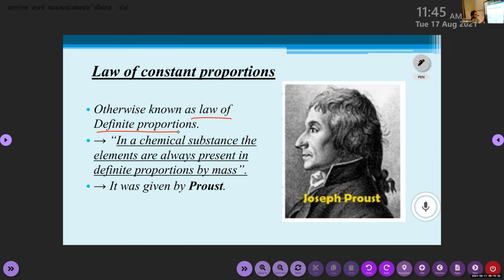So the statement of the second law, law of constant proportion: in a chemical substance, the elements are always present in definite proportions by mass. Their mass will always remain in a constant proportion or a constant ratio. It was given by Proust. So this law of constant proportion was proposed by Joseph L. Proust. In a chemical substance, the elements are always present in definite proportions by mass.